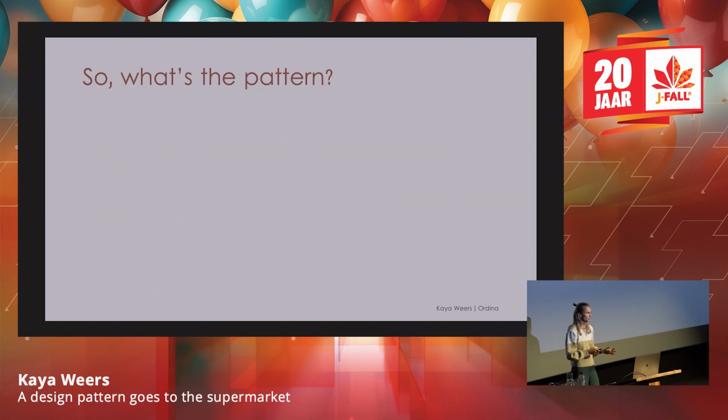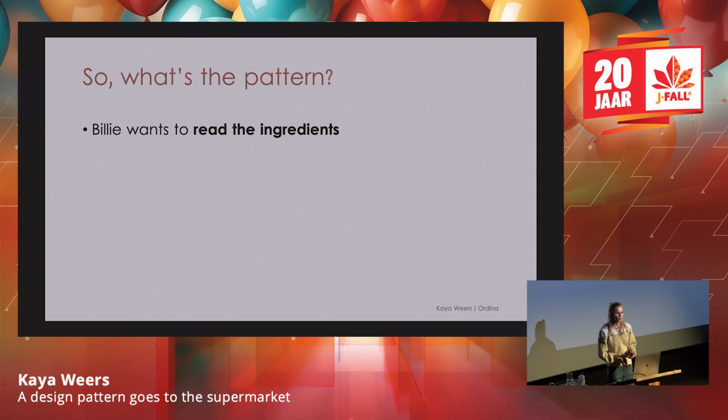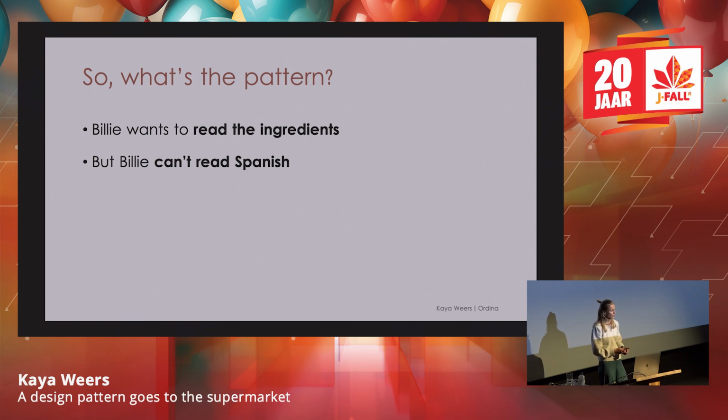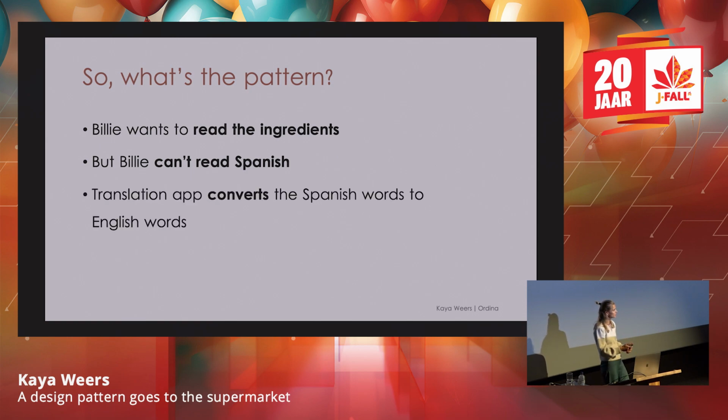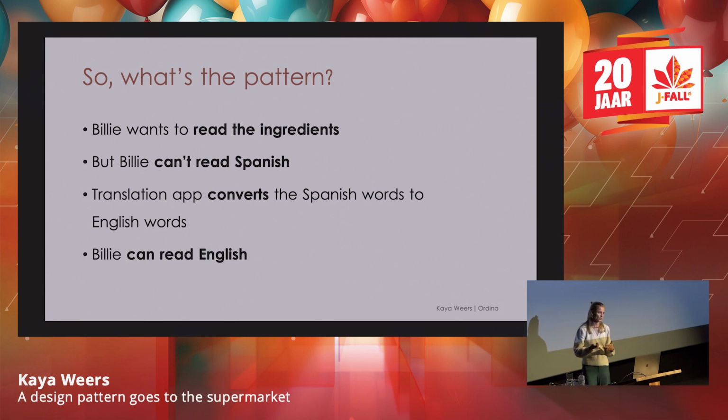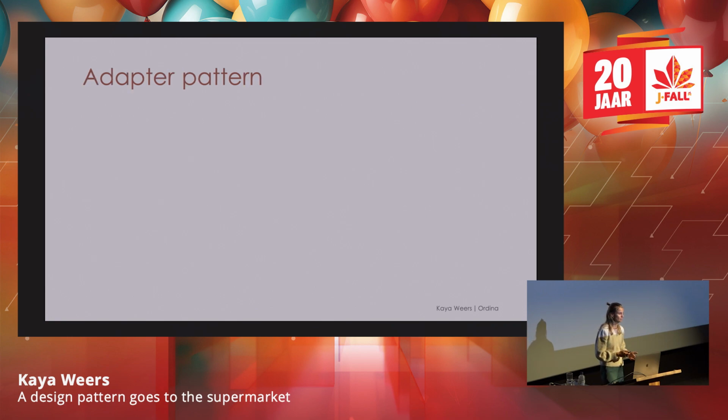So what did we see in this pattern? First of all, Billie wants to read the ingredients of the cookies, but it's in Spanish and she can't read Spanish. So she uses this translation app to translate it to English, and she can read English. So she's happy to now be able to read it. So this is what we call the adapter pattern.